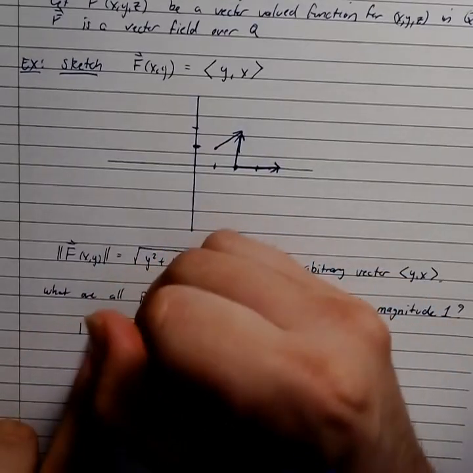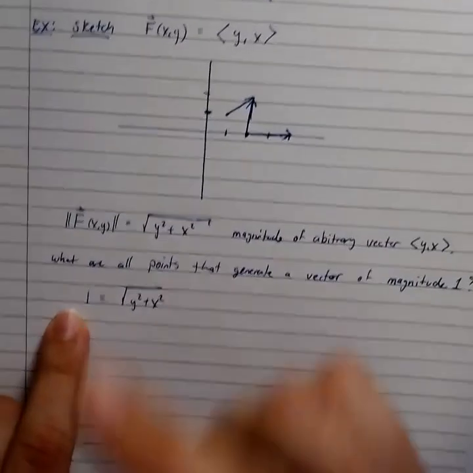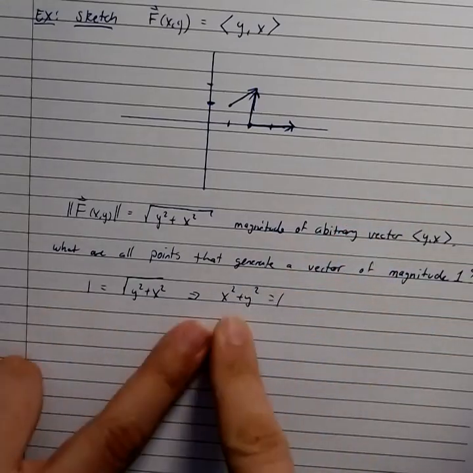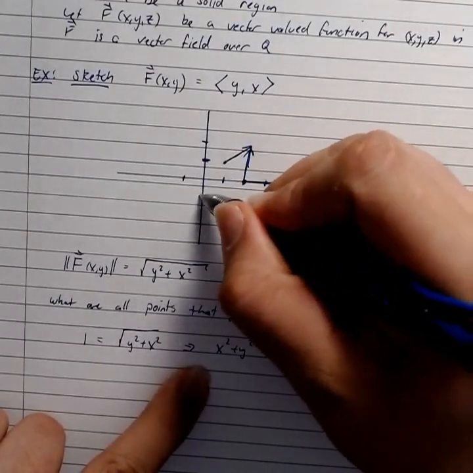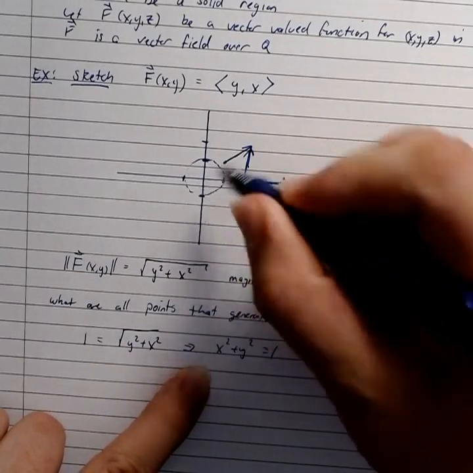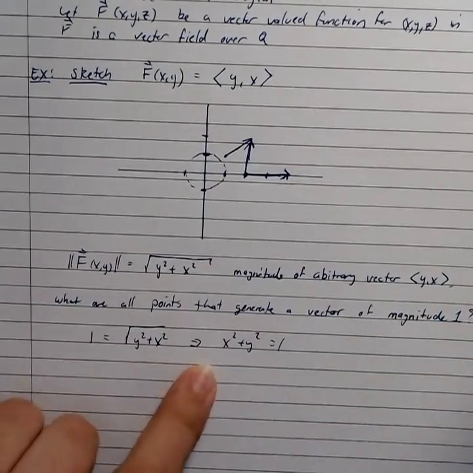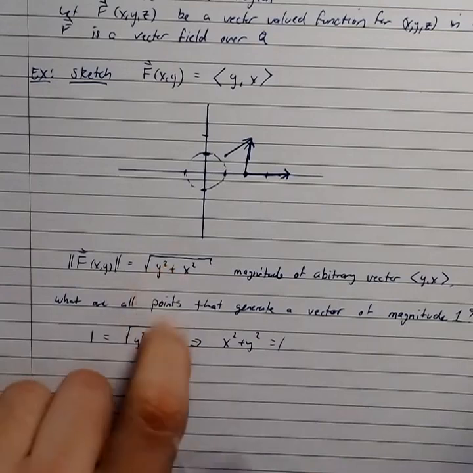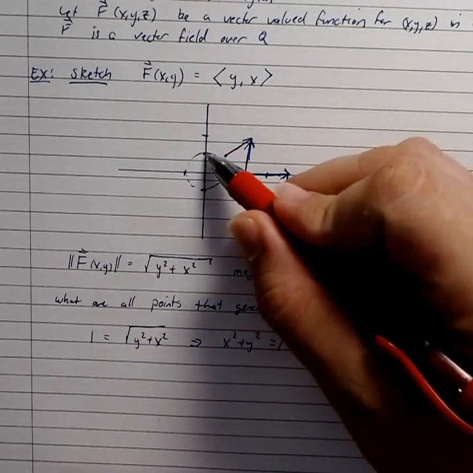So here we would say 1 equals the square root of y squared plus x squared. And then we could go ahead and square both sides, and that would give us x squared plus y squared is equal to 1, which of course is a circle of radius 1. So what this means is that every point on this circle of radius 1 would give you a vector, when substituted into this vector valued function, which has a magnitude of 1. So now that we have something in common with all of these vectors, it'll be a little simpler to draw them all. So here, I'm going to go ahead and take just these 4 corner points here and map the vectors that come from them.